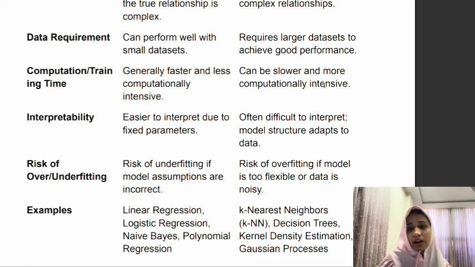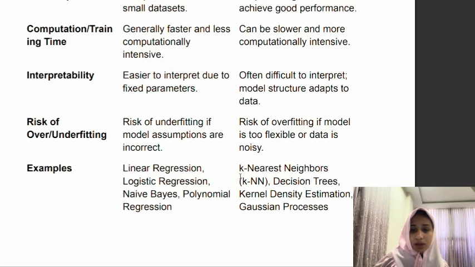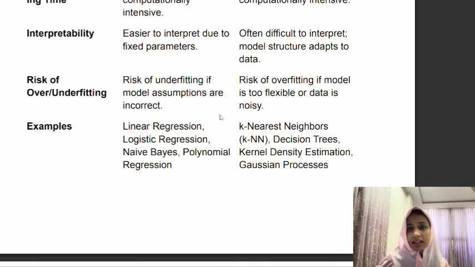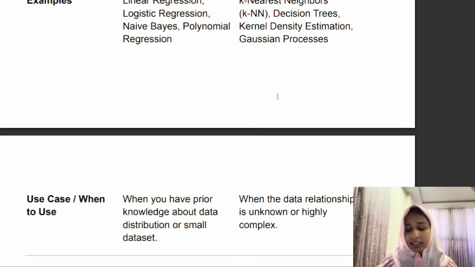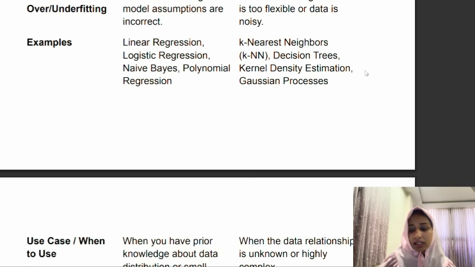Non-parametric: because we do not have a function to define input and output, so often difficult to interpret. Model structure adapts to data. And then risk of underfitting if model assumptions are incorrect. So there is a risk of underfitting if assumptions are incorrect. And risk of overfitting if model is too flexible or data is noisy. Examples are linear regression, logistic regression, naive Bayes, polynomial regression. And here k nearest neighbor, decision tree, kernel density estimation, Gaussian processes.